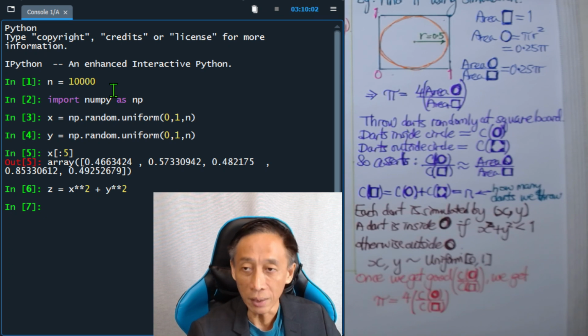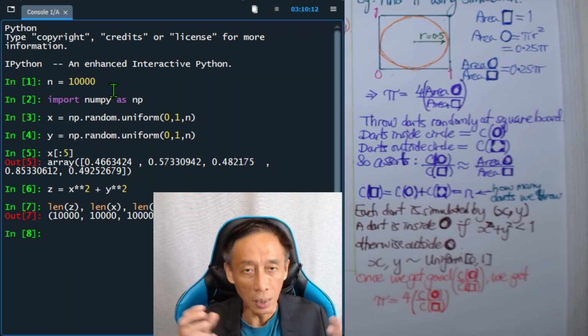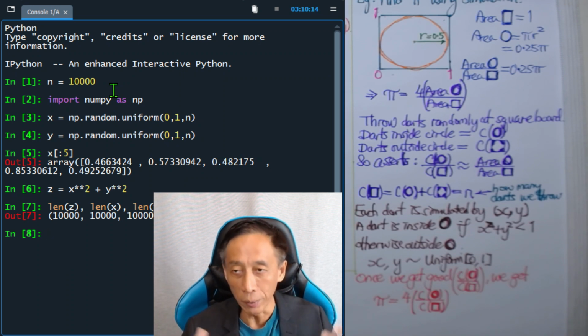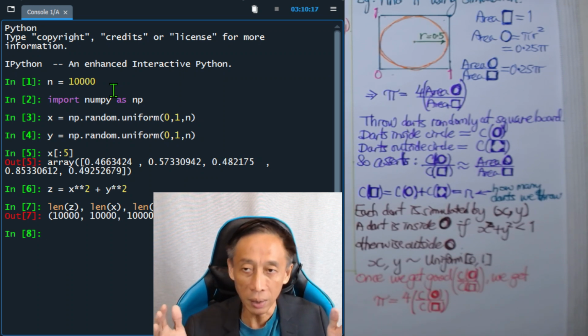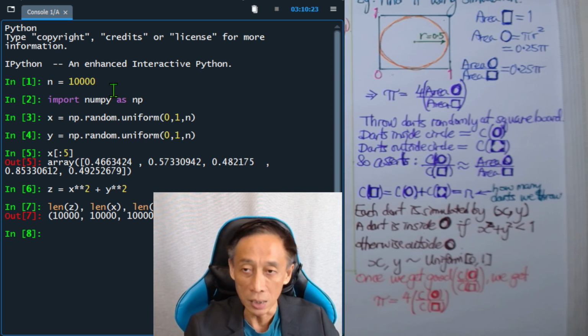Okay, so now the length of z is the same as the length of x and the length of y, right? Because NumPy is able to do element-wise squaring and then summing, and because the lengths of x squared and y squared are the same, NumPy is able to just quickly produce the same-sized vector containing the radius squared, in some sense, right?